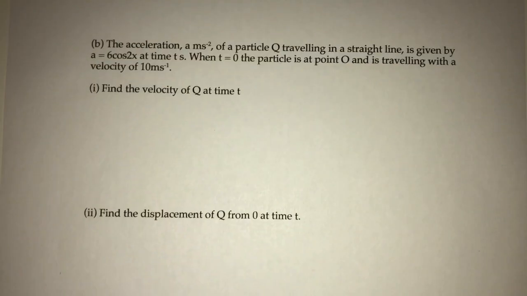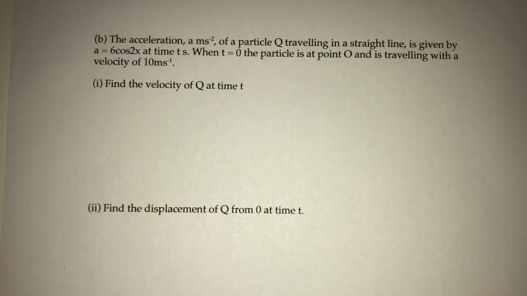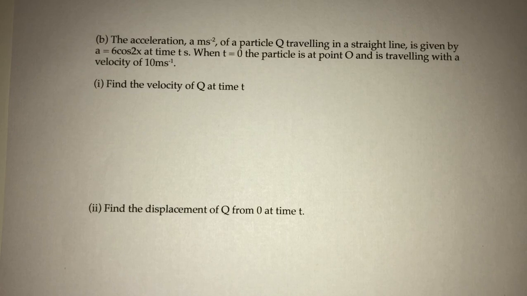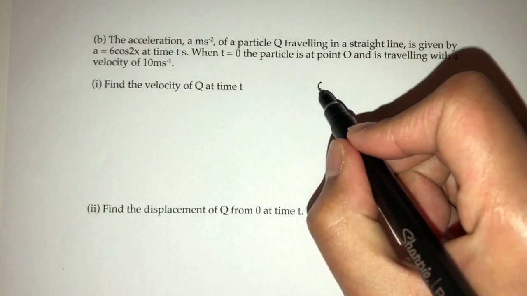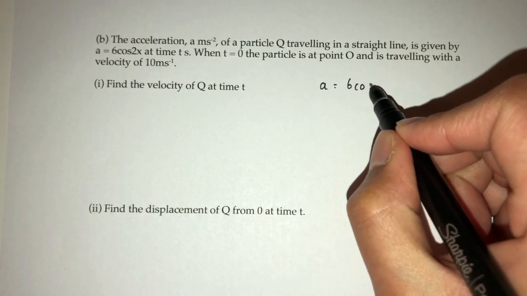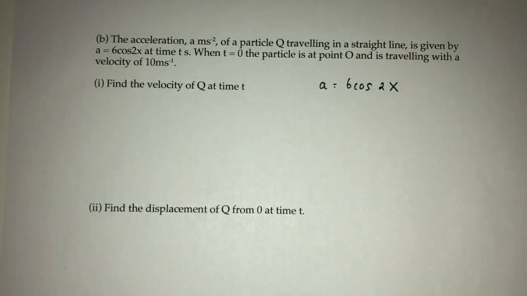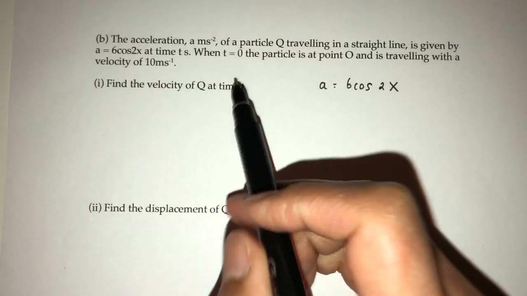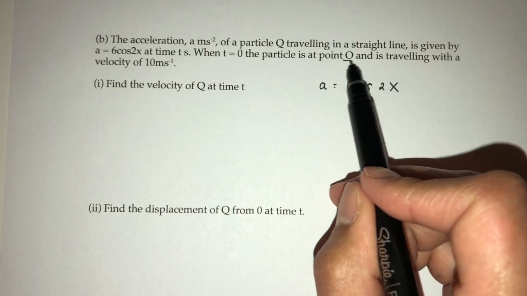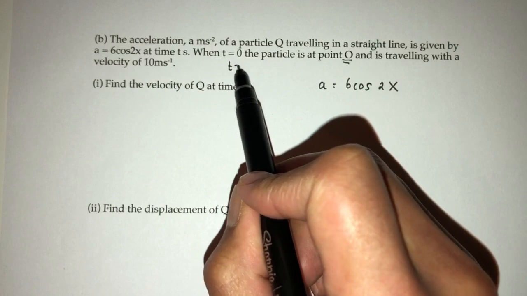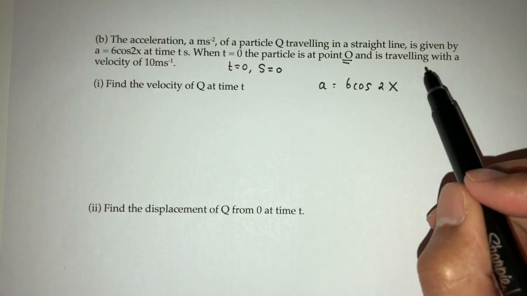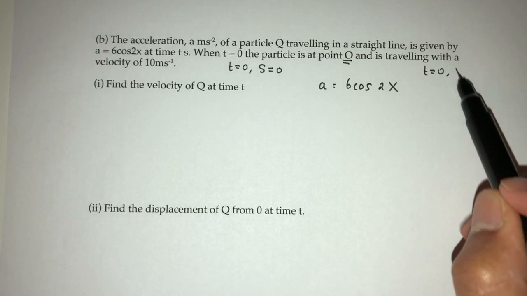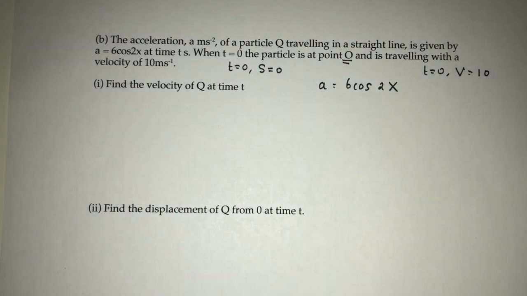Now let's move on to part B of the question. The acceleration of the particle Q traveling in a straight line is given by this formula. So this is A for your acceleration, 6 cos 2t. Now when time equal to 0, the particle is at point O, which means when time is 0, the displacement is also 0. Also when time equal to 0, the value of v is 10. This is something good to know for afterwards.